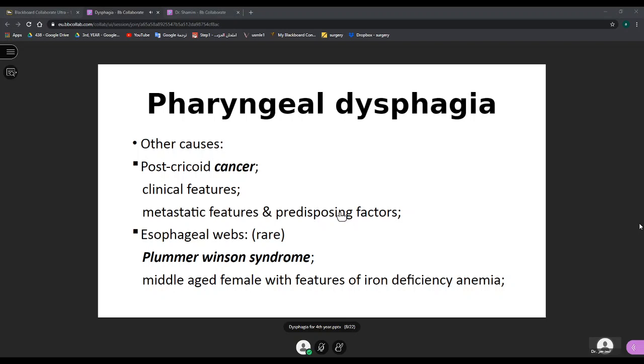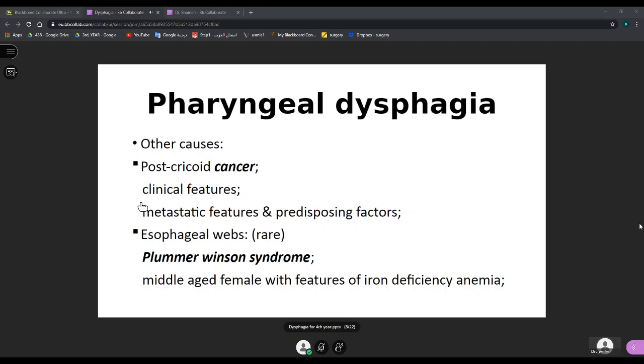What do you think about the onset and progression of dysphagia? It will be much faster, no? The onset and the progression will be much faster than in pharyngeal pouch, because this is malignancy. Here you have a malignant tumor, which may grow very quickly, so the disease will progress in a very short time.